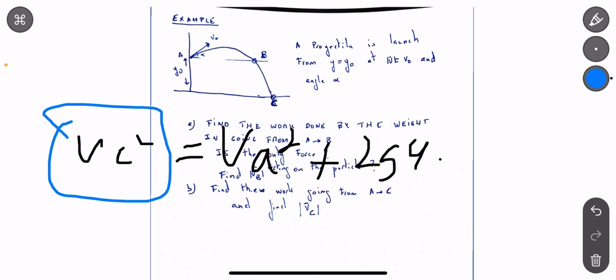We worked it out from the original equation that I gave earlier with 1/2 m v initial squared plus mgy initial, and then you work it out from there. And you can see that it turns into vC squared equals vA squared plus 2gy. Okay? So, perfect.